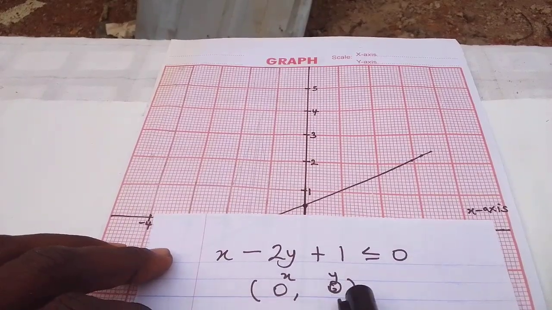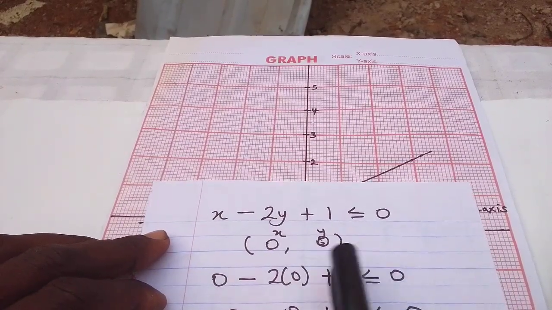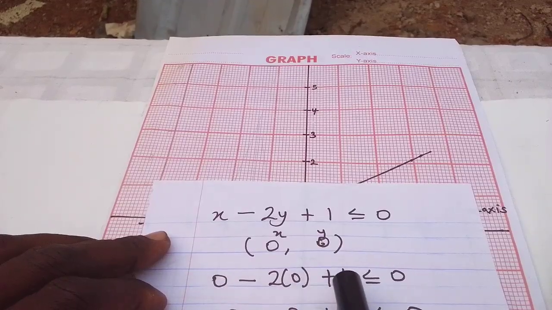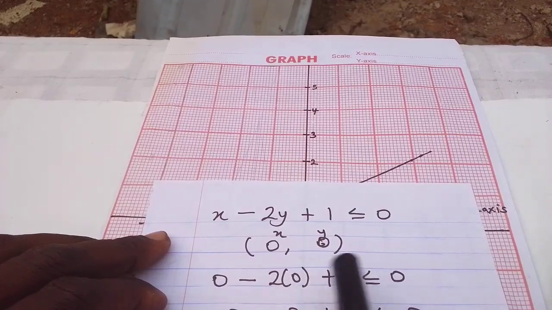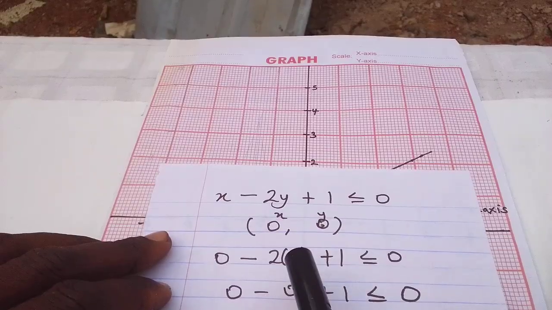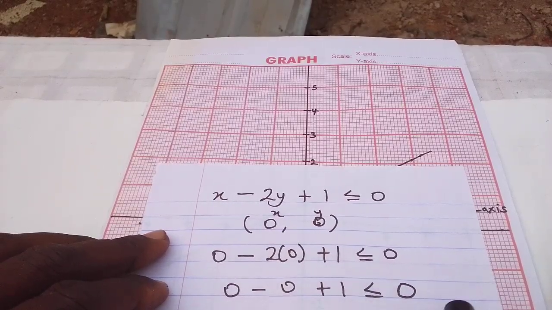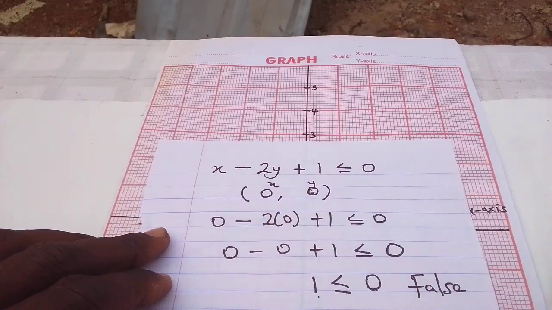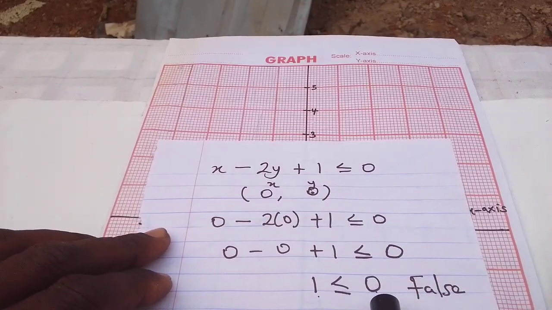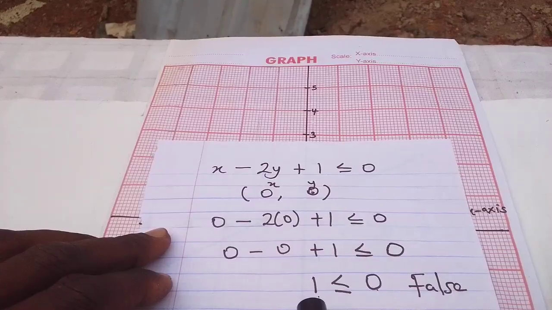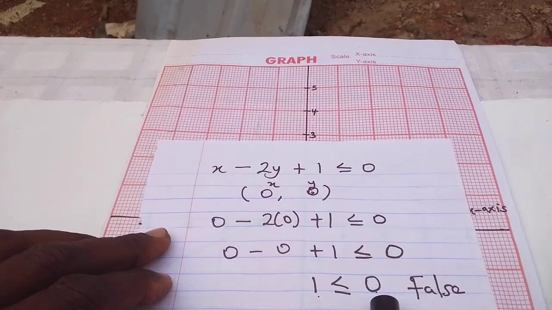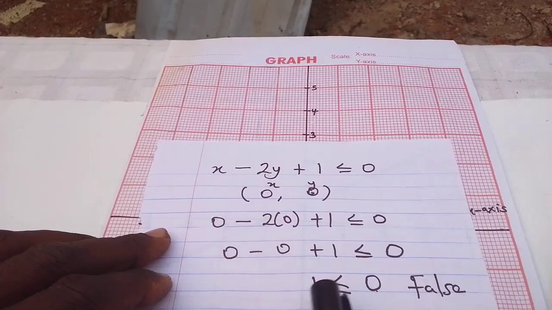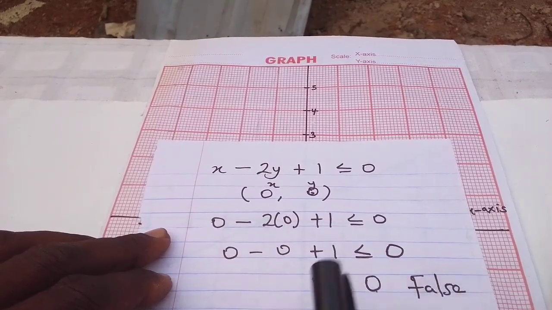When x is 0, y is 0 into the equation. So 0 minus 2 times 0 plus 1 is less than or equal to 0. This gives us 0 minus 0 plus 1, which is plus 1, less than or equal to 0. Is it true that 1 is less than or equal to 0? No, 1 is greater than 0.